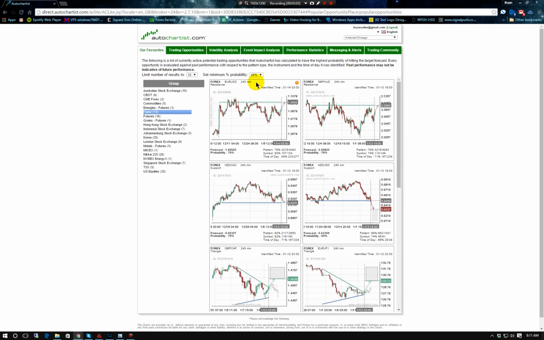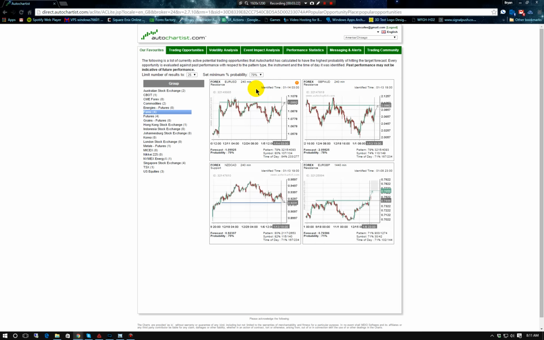So if we go to Forex and I have it set at 60%, it says we have 11. These are favorites. These are the ones that over 6 months have had their highest performance. So this is historical performance, not as it's running. And we all know how historical goes. It can either make you money or it can't. It really depends. If we drop this down to 70%, we get 4 ideas.